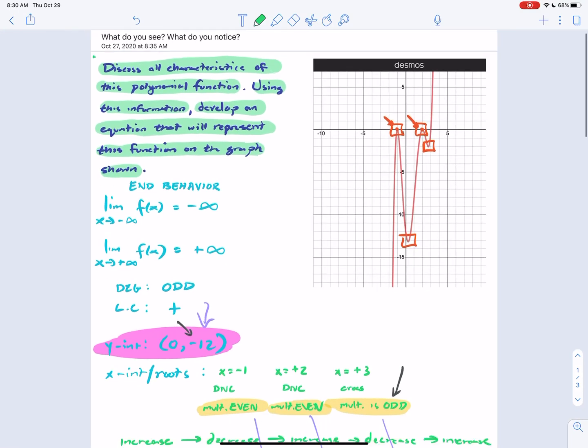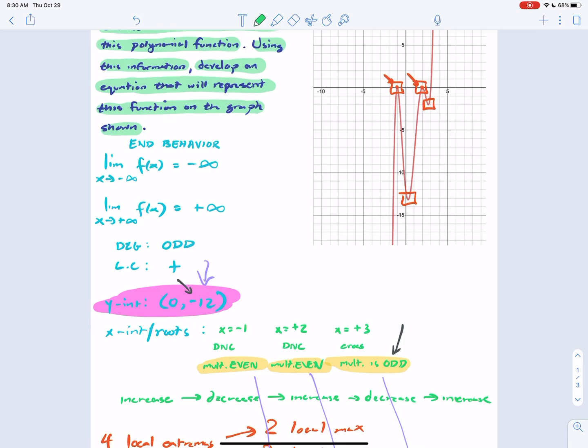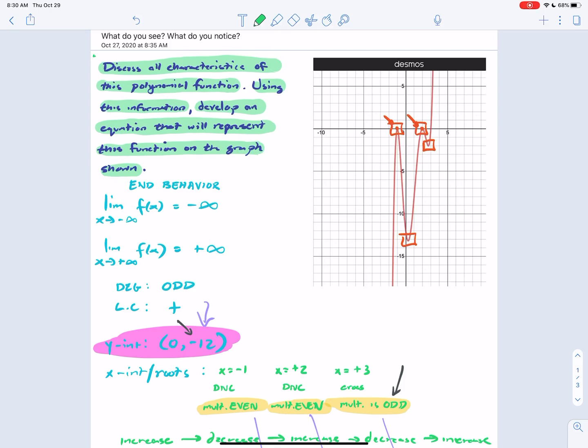So by now, you should have been able to understand and discuss end behavior and why the limit notations are the way that they are. You then should be able to figure out what the degree is, if it's odd or even, and if the leading coefficient is positive or negative, based on how the graph is pointing, okay?